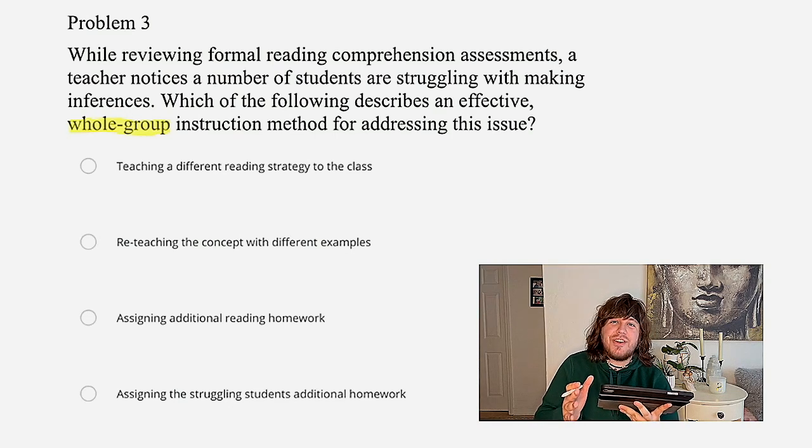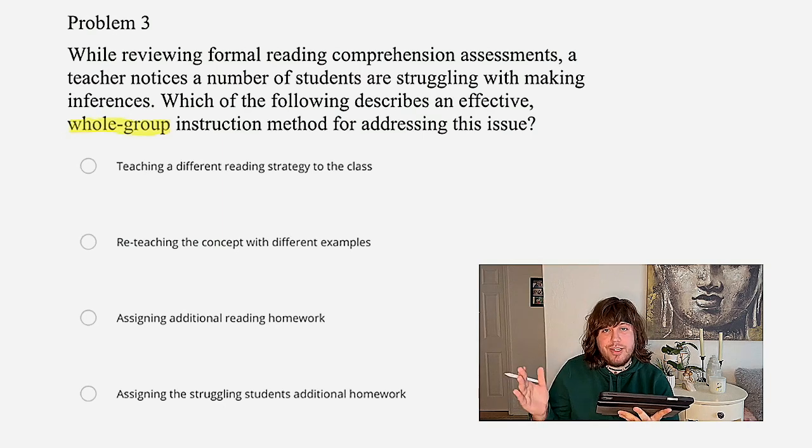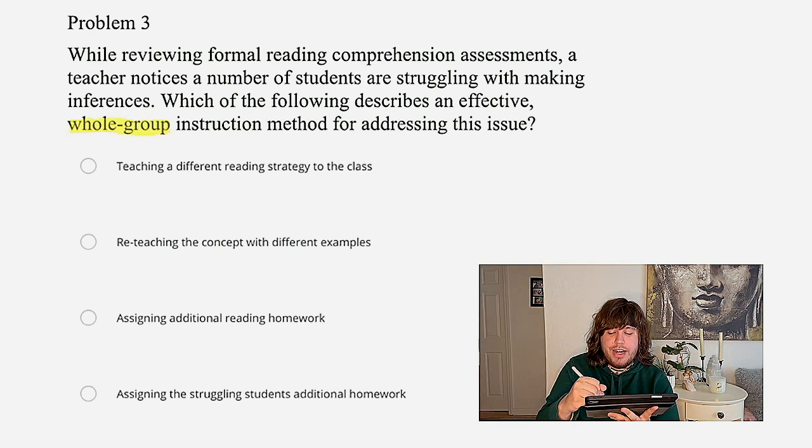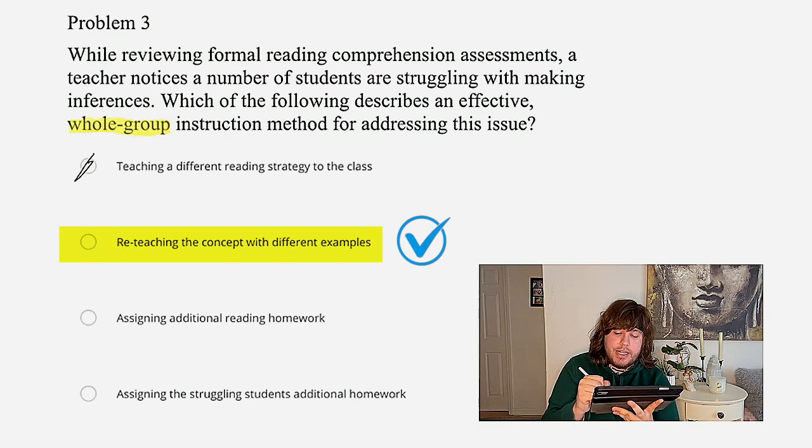No, if your class isn't understanding a certain strategy, you can't just skip it. They need that strategy. They need to know how to make inferences. So you can't just move on to something else because the students aren't understanding it. Let's get rid of that answer choice. B says, by reteaching the concept with different examples. And that's it. That's the correct answer choice.